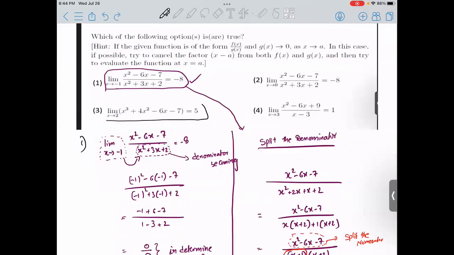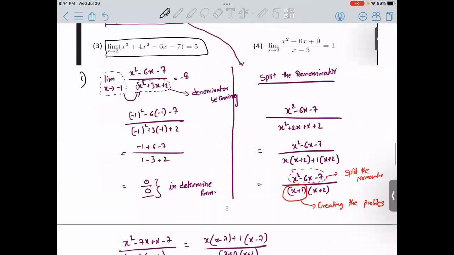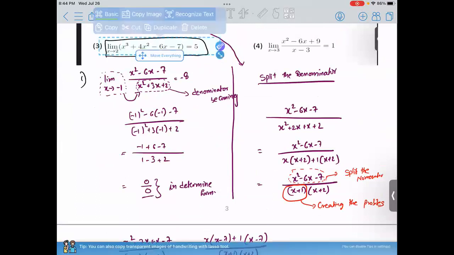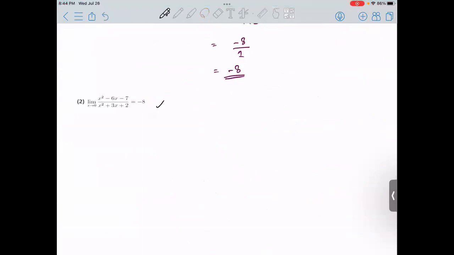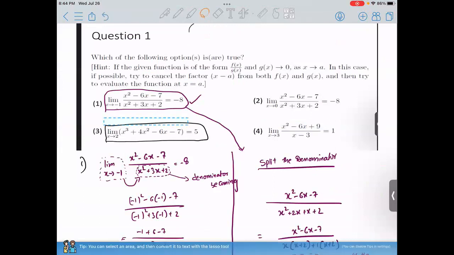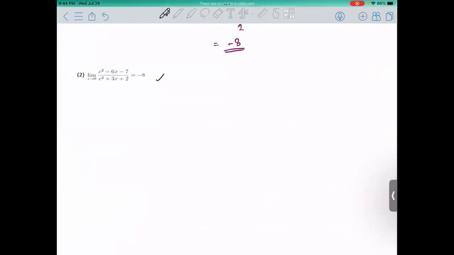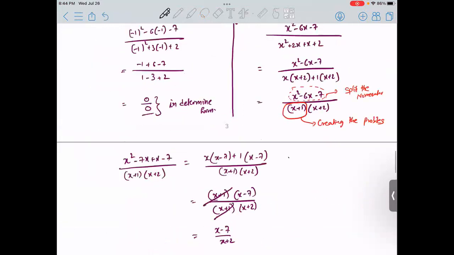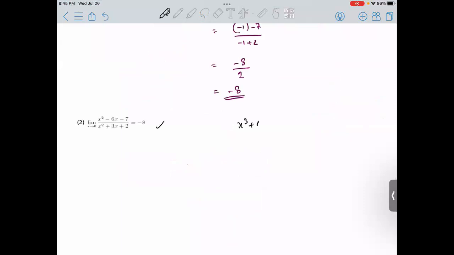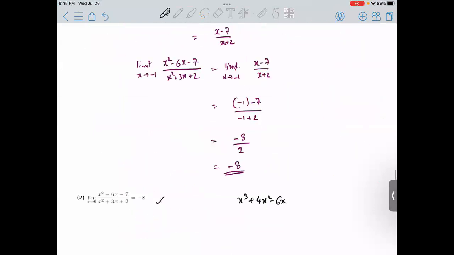Let's try to solve this third question. Let's solve x cube plus 4x square minus 6x minus 7. What is the limit value?